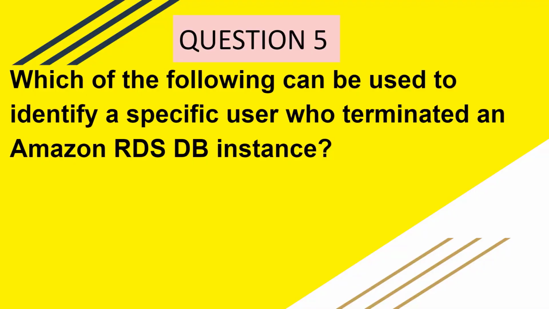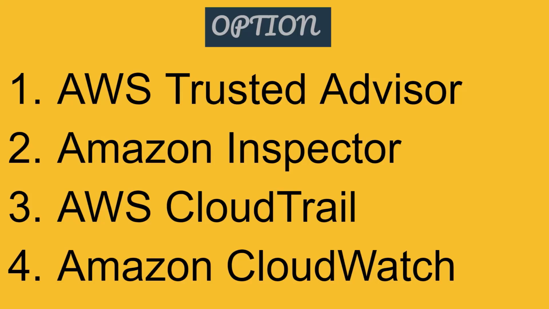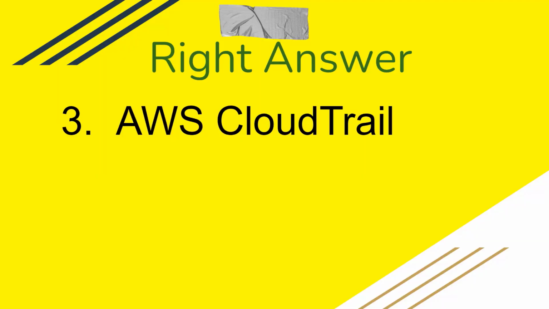Question 5. Which of the following can be used to identify a specific user who terminated an Amazon RDS DB instance? Option 1. AWS Trusted Advisor. 2. Amazon Inspector. 3. AWS CloudTrail. 4. Amazon CloudWatch. Right answer is 3.